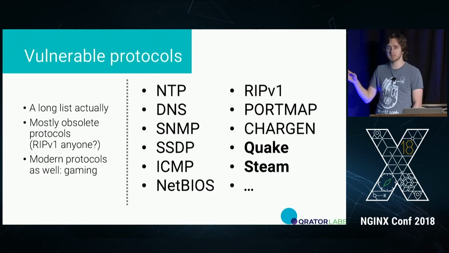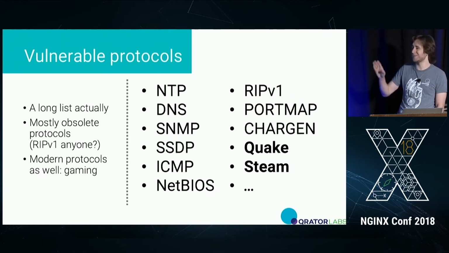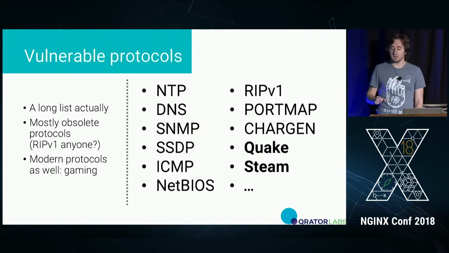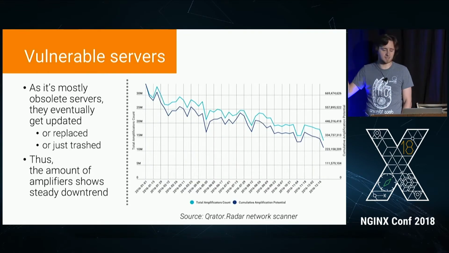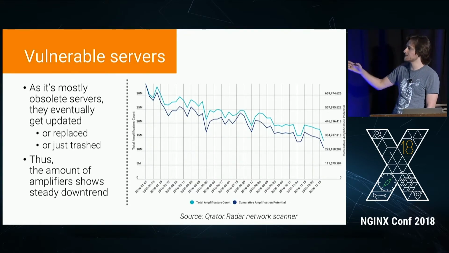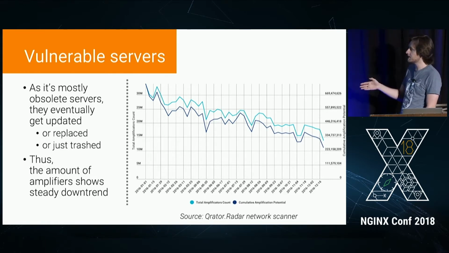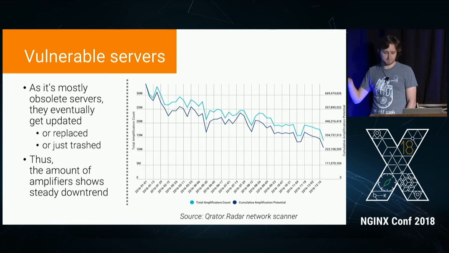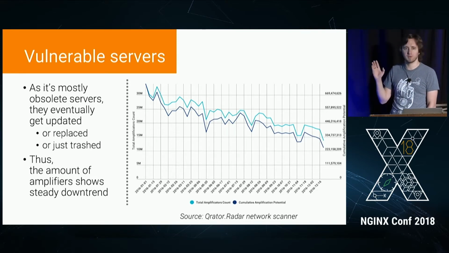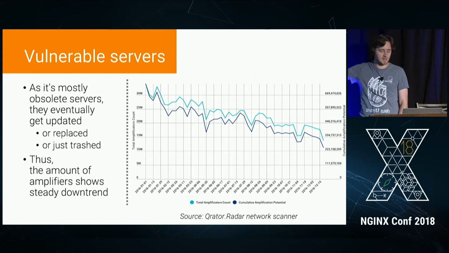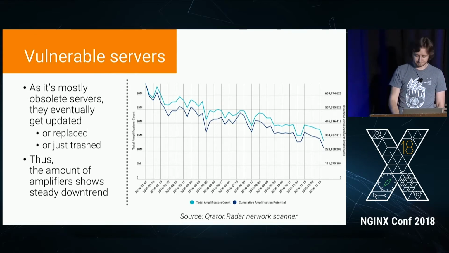There is a long list of protocols vulnerable to amplification. Those are mostly obsolete protocols like Routing Information Protocol version 1, which is ancient. But there are modern protocols as well, such as gaming. And as it's mostly obsolete servers, they eventually get updated or replaced or just thrown away. And thus the amount of amplifiers we see on the internet is steadily declining. However, once in a while, a new vulnerable protocol is discovered, and the number of amplifiers on the internet skyrockets at that moment, and then it starts to slowly decline again.